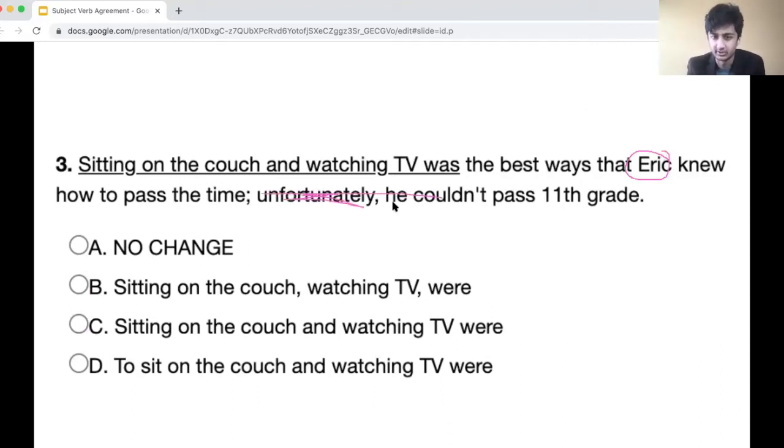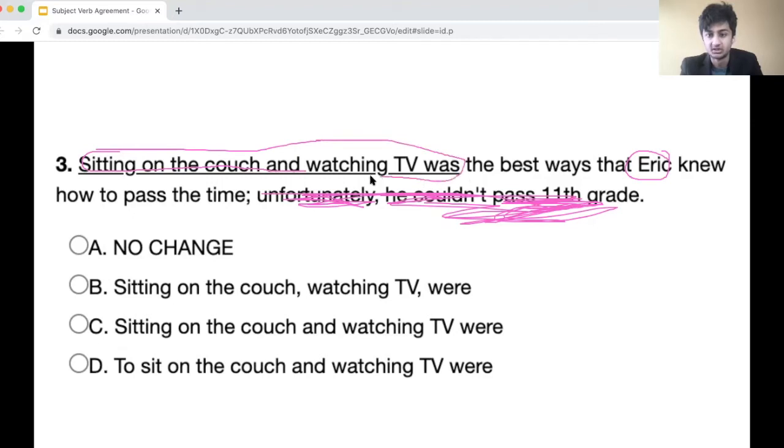Second, eliminate all distractor phrases. Unfortunately, couldn't pass the 11th grade is a distractor phrase. We don't need it. Now, look at this sentence right here. Sitting on the couch and watching TV was the best ways that Eric knew how to pass time. Is ways singular or plural? Ways is plural. And because we can't change this verb or this noun, we're going to have to change this segment over here somehow.